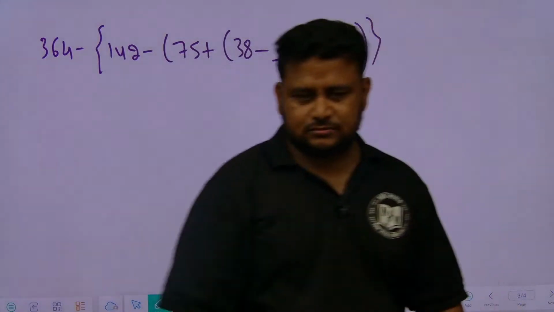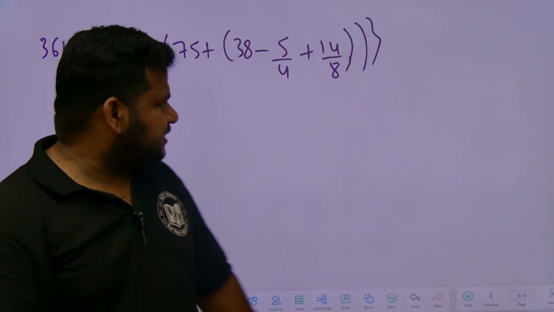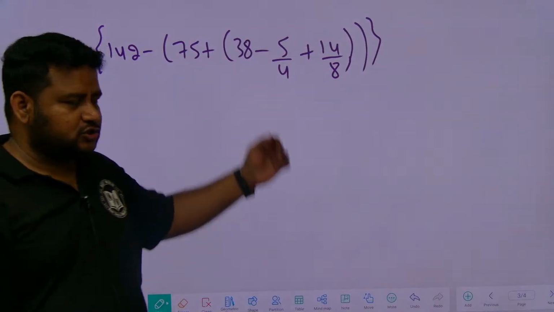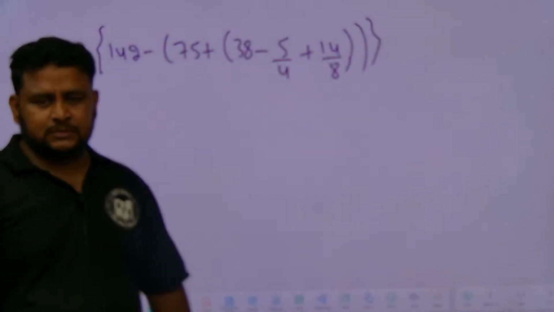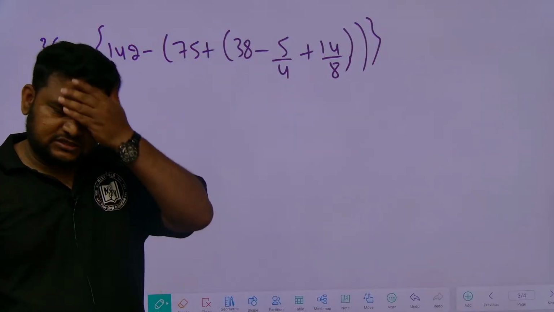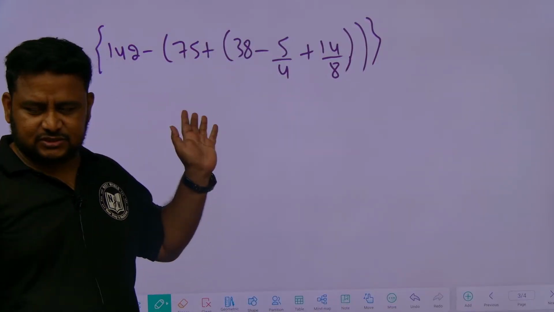So how to do this? Look at this. We are having denominators also. That means directly we cannot take this value. We have to take LCM. So how to find the LCM? Listen, look at the board. When I am discussing, just look at the board.